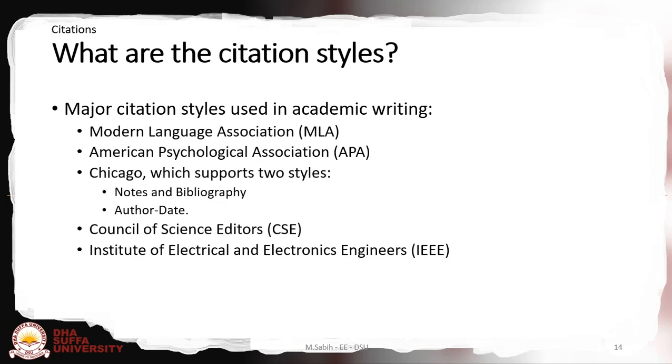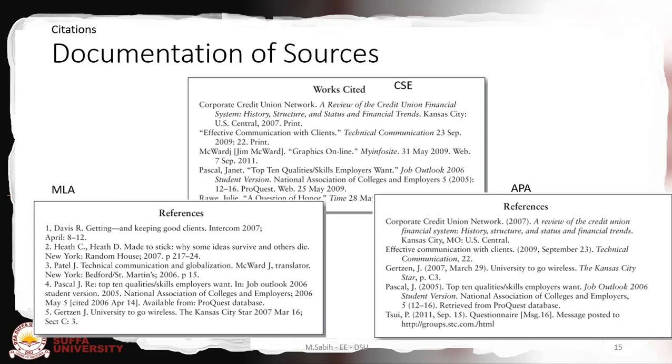So what are the citation styles? Some major citation styles are like Modern Language Association's MLA, American Psychological Association, APA, and then Chicago and CSE, Council of Science Editors, and IEEE, Institute of Electrical and Electronics Engineers. Mostly as electrical engineers, we are using APA and IEEE styles.